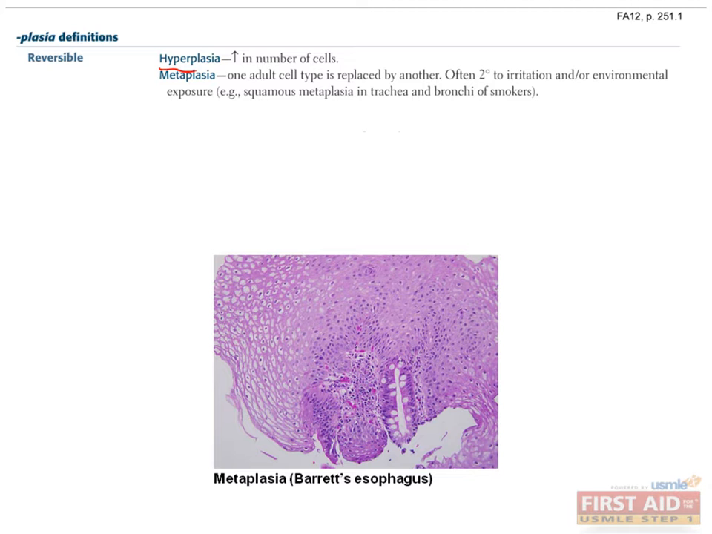The second term, metaplasia, means that there is a change from one normal cell type to another. Meta means change, like metamorphosis. One common example of metaplasia is Barrett's esophagus, shown here. The normal cell type of the esophagus, stratified squamous epithelium, is replaced by columnar epithelium, which is normal looking but doesn't belong there. This is often triggered by some exposure or irritation. In the case of Barrett's, it's chronic exposure to gastric acid.